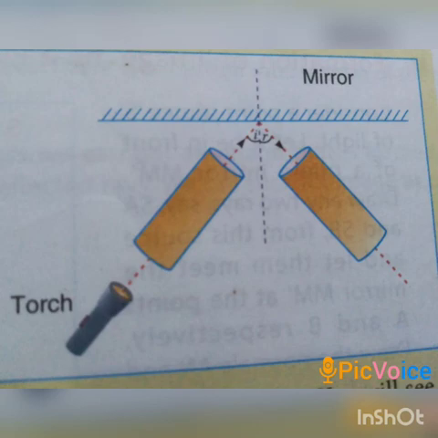So this is the activity by which we can see that the angle of incidence is always equal to the angle of reflection. We can do this activity using a laser pointer also, instead of the torch, and we can see that the angle of incidence is equal to the angle of reflection. So students, we did the laws of reflection today. We will do image formation in a plane mirror tomorrow.